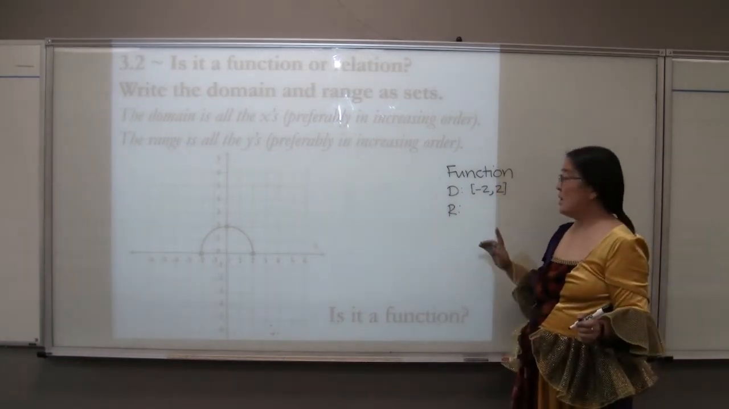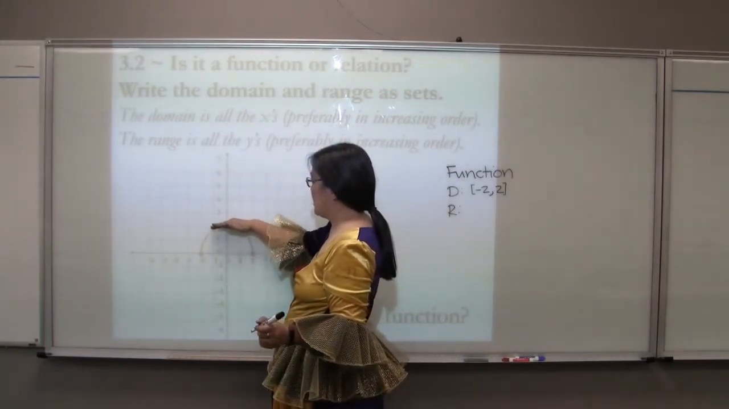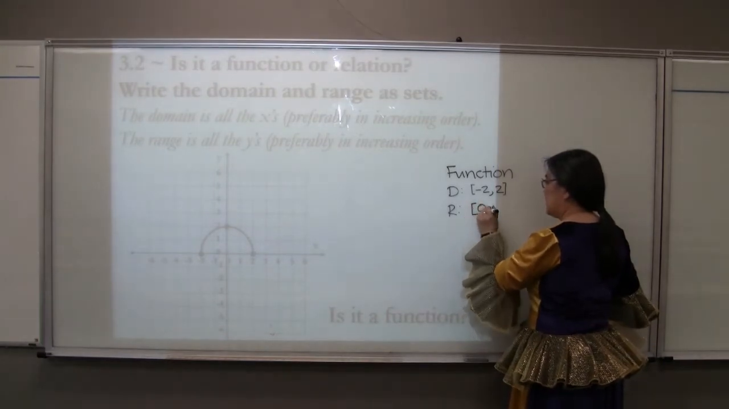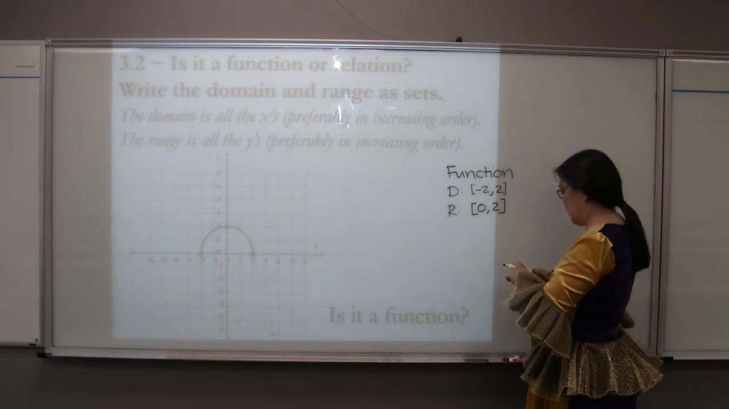Interval notation. The range, how far down to how far up? It goes from 0 to 2. Remember that we're making the equal sign and connecting it to make those brackets.